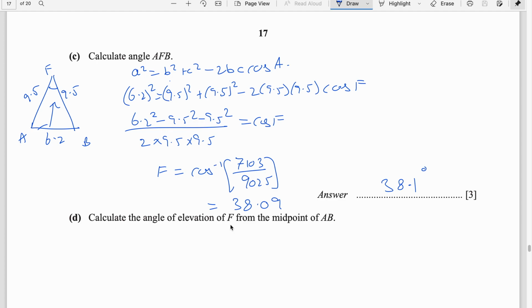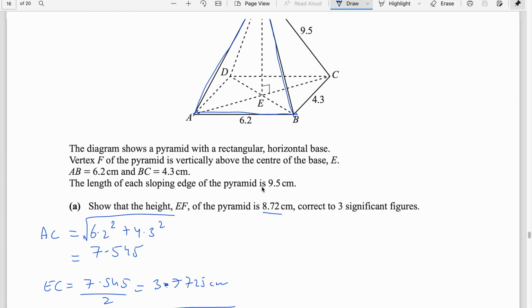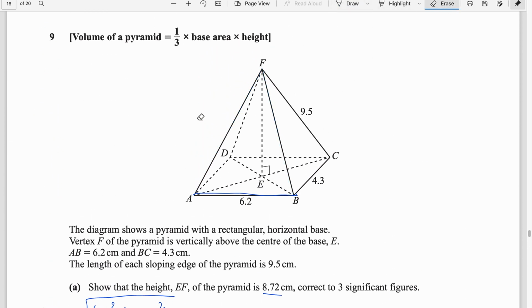Calculate the angle of elevation of F from the midpoint of AB. Elevation of F from midpoint of AB. So midpoint of AB is right here. And if we have to look at F, I need this length. We already have this height, which is 8.72, and this length is halfway of 4.3.